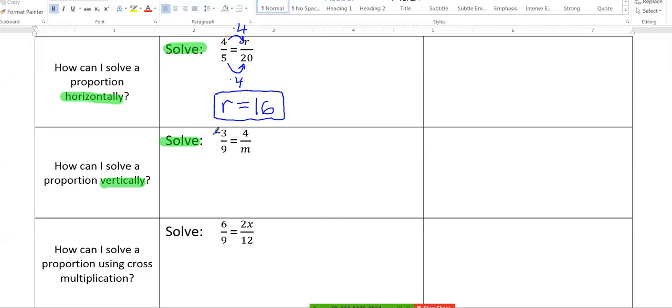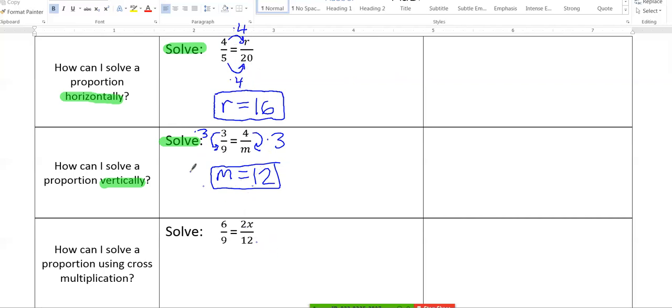How do I get from 3 to 9? And the answer is multiplying by 3. So then what do you think you have to multiply 4 by here? 3. And what do you get for m? 12. So if horizontal doesn't work, which is kind of like using a ratio table, right? Or a double number line, then you can try vertical.